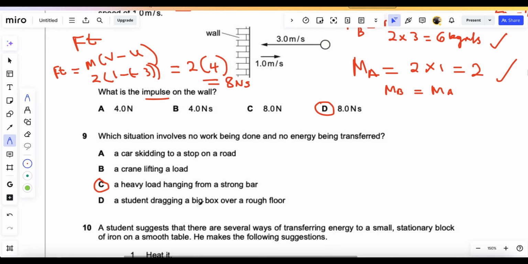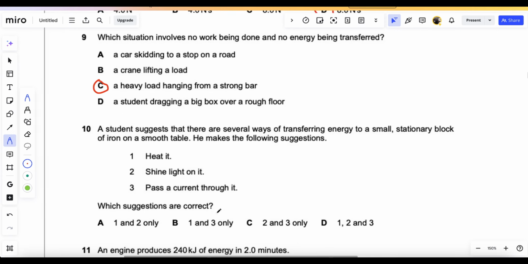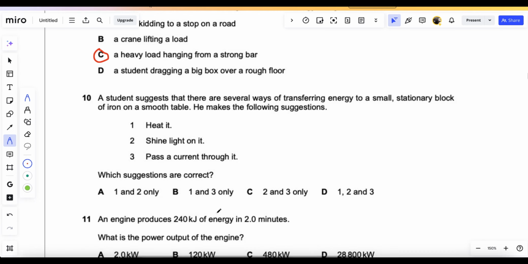A student dragging a big box over a rough floor. If you are dragging a box on the rough floor, horizontal work is being done. So that's not the answer. Okay, we move to question 10. We are trying to see if we can go a bit faster today.